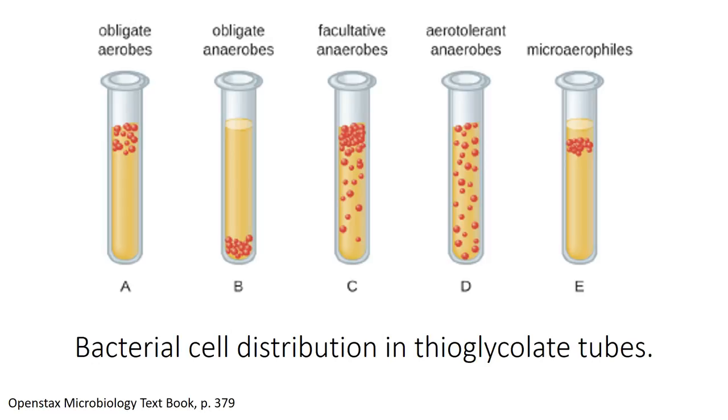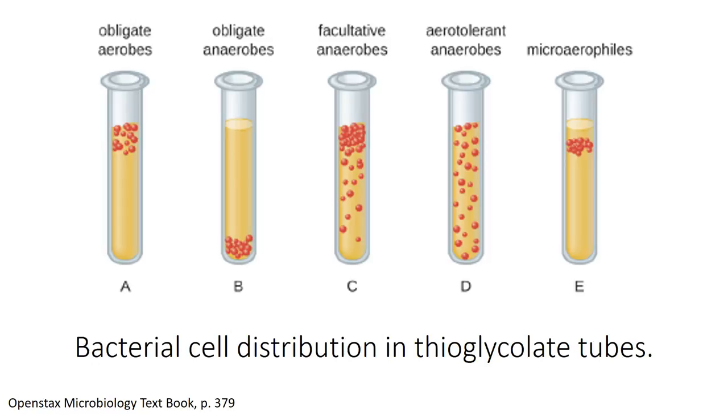Next, in tube B, these bacteria grew at the very bottom of the tube. These are obligate anaerobes, which means that any amount of oxygen will kill them. So tubes A and B are the two extremes. In tube C, there's more growth at the top of the tube and continuous growth throughout the tube after that.